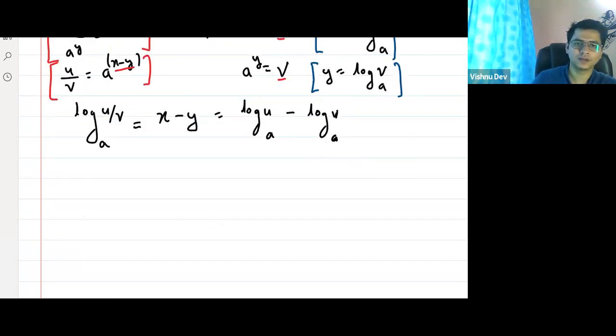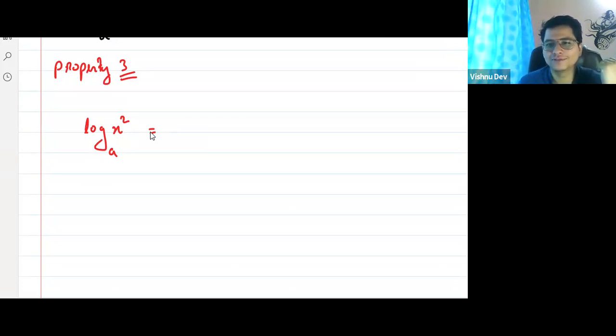Okay. Let's see property 3. Let's see how many of you can solve property 3. I am not going to tell you property 3. You just have to figure it out. What's the value of log x squared base a? Tell me. Figure it out yourself. Everyone. What's the value? Think about it. Let's see who can figure it out. It's easy actually, if you understood the concept that we studied. Property 1, property 2, you should be able to solve it also.